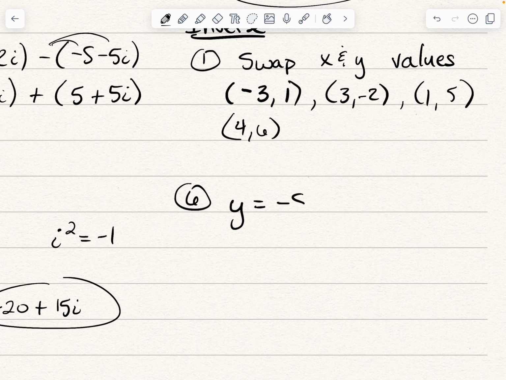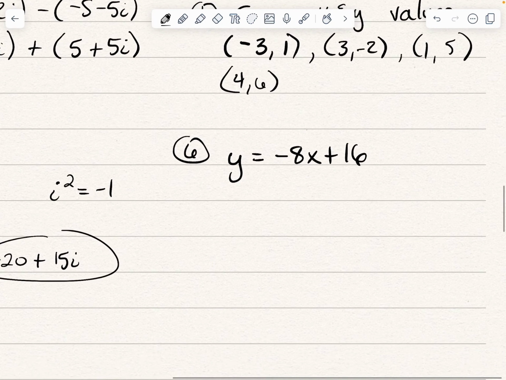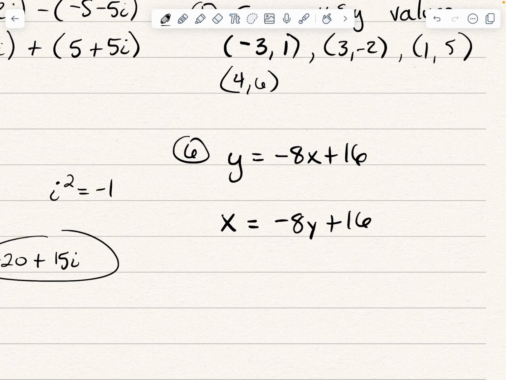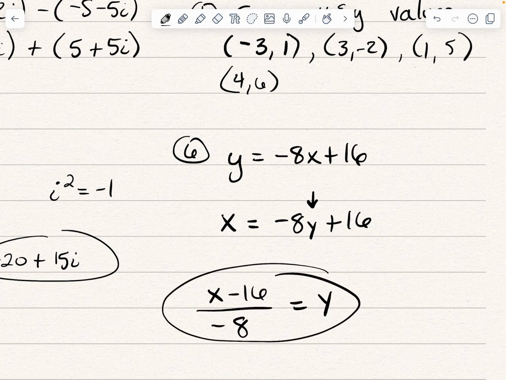So y equals negative 8x plus 16. All right, if we swap the x and the y's, x equals negative 8y plus 16. Now, all we're going to do is solve this for y. So we're going to get y by itself again. So I have to subtract 16, and then I'll divide by negative 8. So this is just going to be x minus 16 divided by negative 8. That's going to get y all alone by itself.